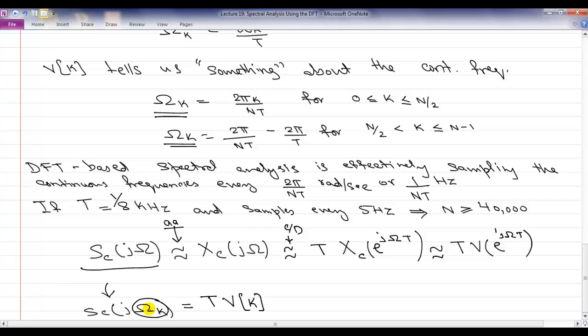So this is the meaning of the DFT-based spectral analysis. And that is half of the spectral analysis. If you understand this transformation between the DFT coefficients and what it means in terms of the continuous world, then half the spectral analysis is done.